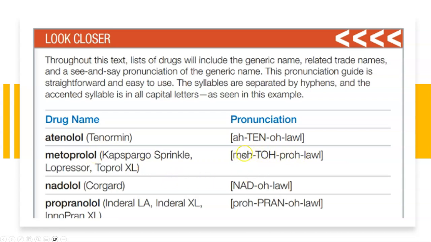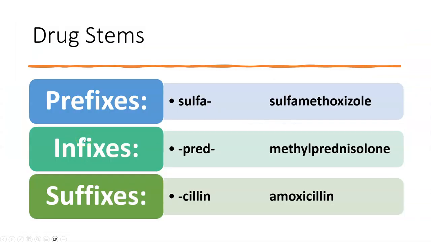Now, when we look at this, metoprolol, it's giving us pronunciation guides. Atenolol, nadolol, propranolol. All of these are beta blockers, and beta blockers end in OLOL. So, identifying the group that the drug falls into, that's called a classification, we can sometimes use part of that drug name to help us identify the drug class. Once we do that, we then know some things about the drug. So, we call these drug stems.